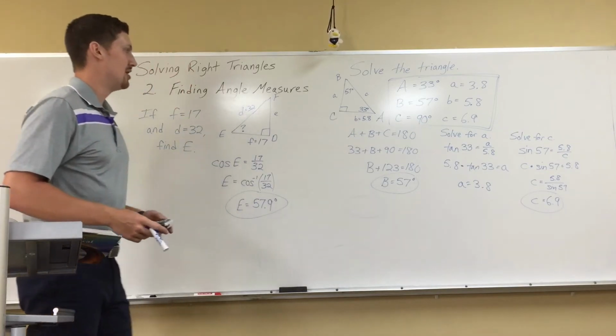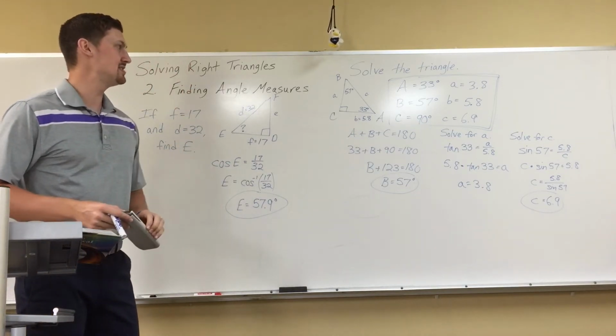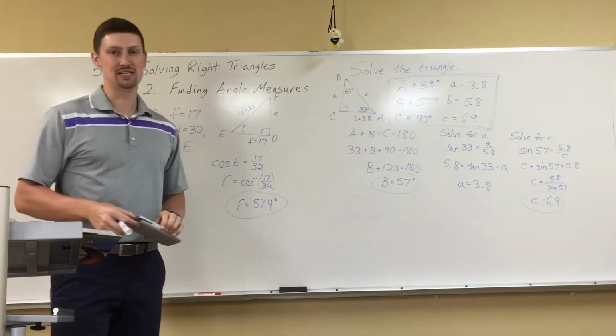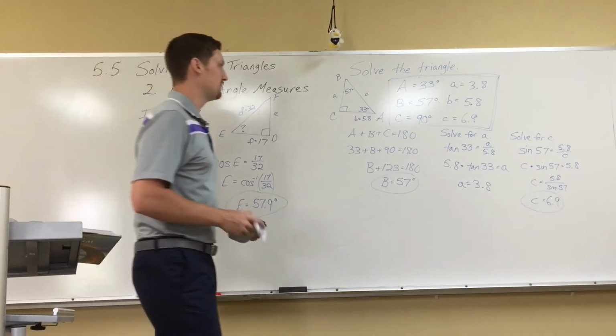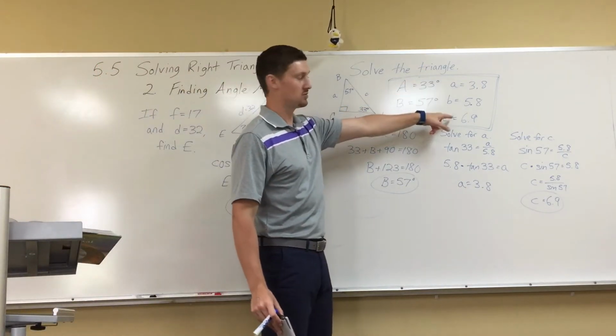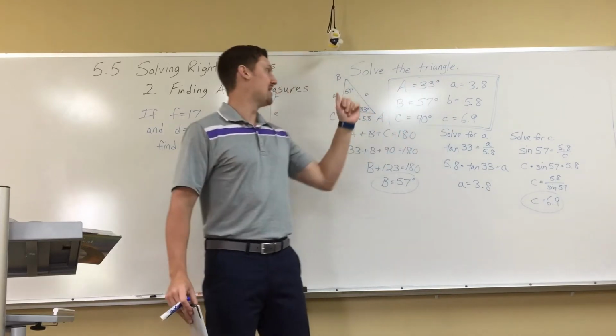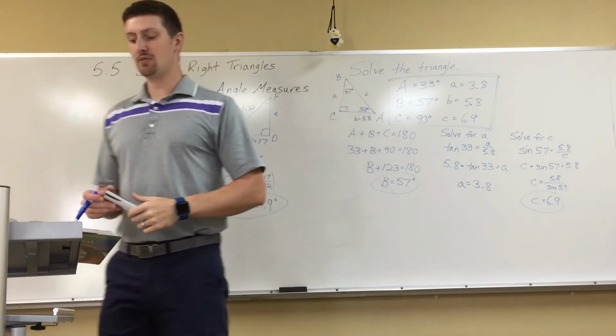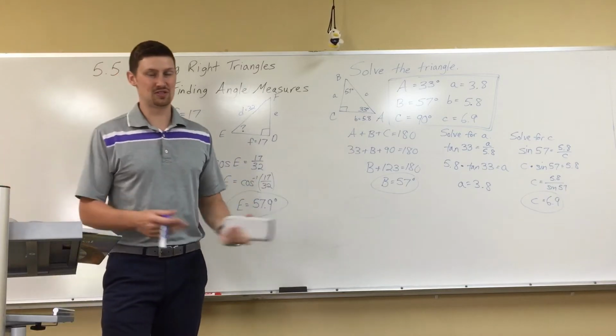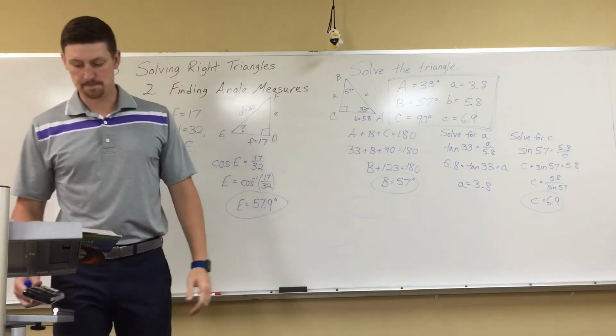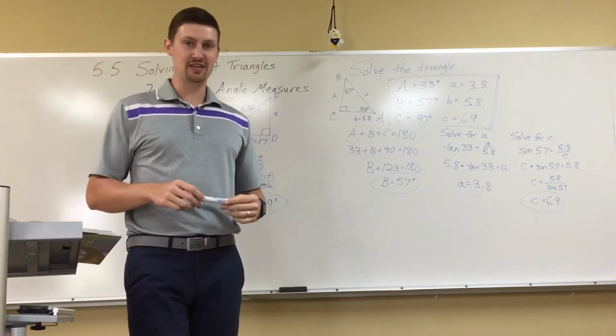We have solved the triangle, angles A, B, C, sides A, B, C. Is there a way to check? Kind of. You can do the Pythagorean theorem, a squared plus b squared has to equal c squared, see if that works out. And then all the angles have to add to 180. Again, most times if you do it right, they're decimals, so I can't guarantee whole numbers. But that is how we solve the triangle.